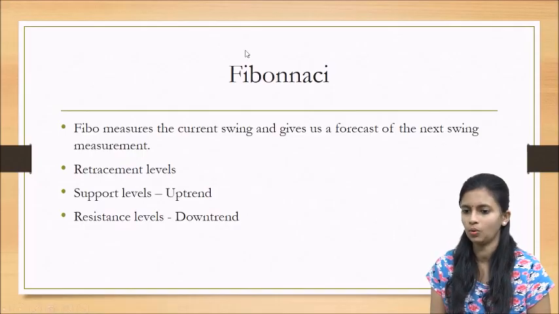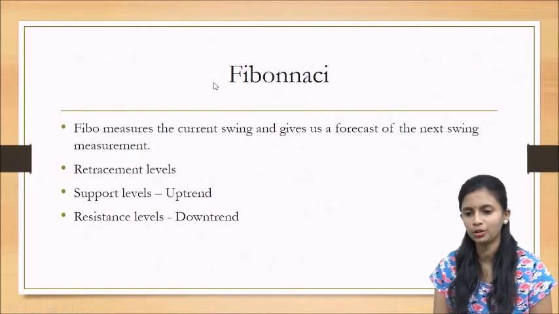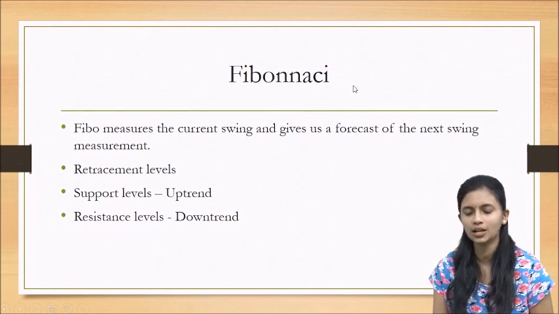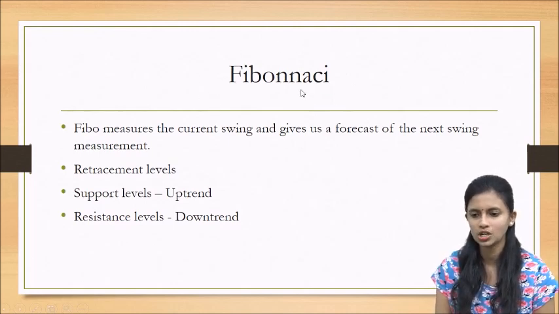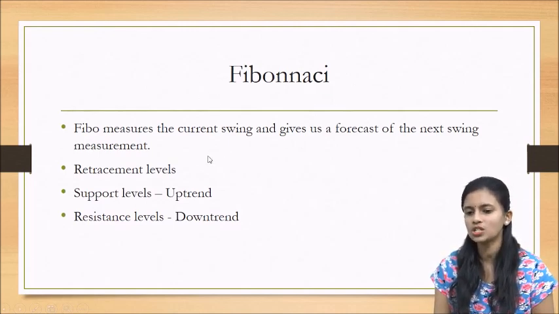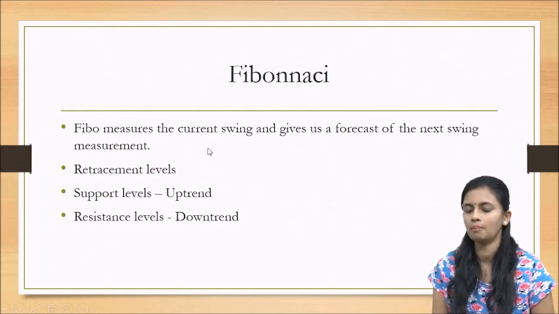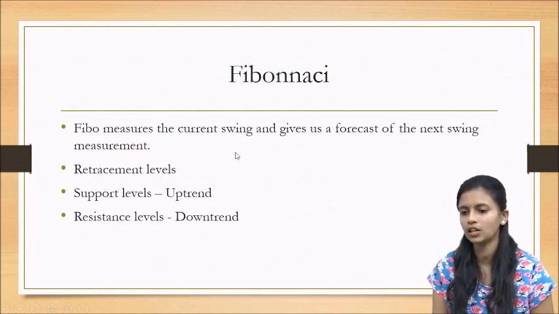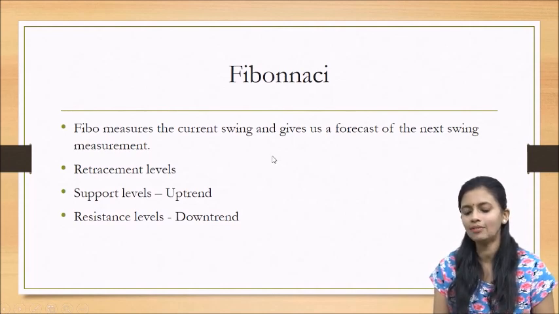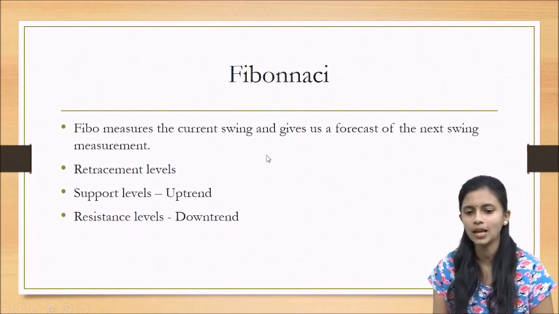Next, let's see what is Fibonacci. This is one of the important terms, one of the very useful indicators that is used for analysis. It is available in almost all the portals, Fibonacci retracement. So Fibonacci is nothing but it will measure the current swing and will give you the forecast of the next swing. That is, it will tell you the level at which the retracement might happen.